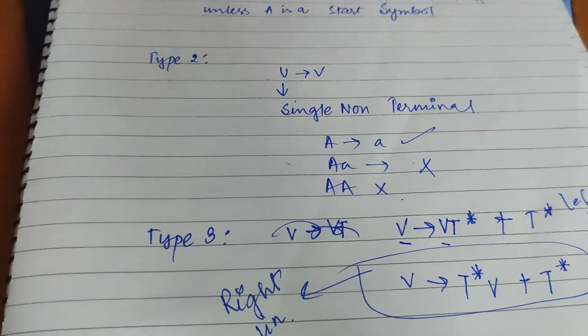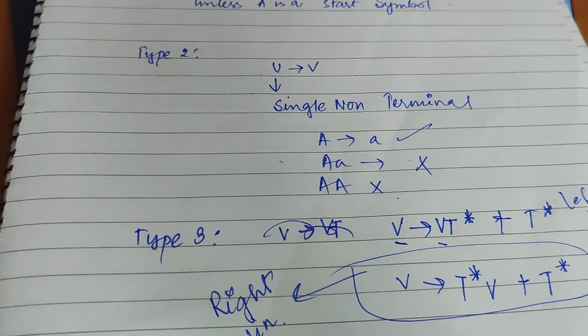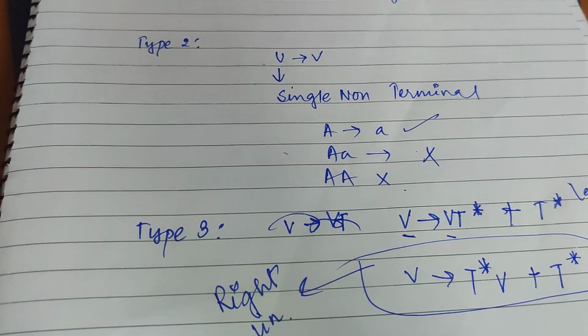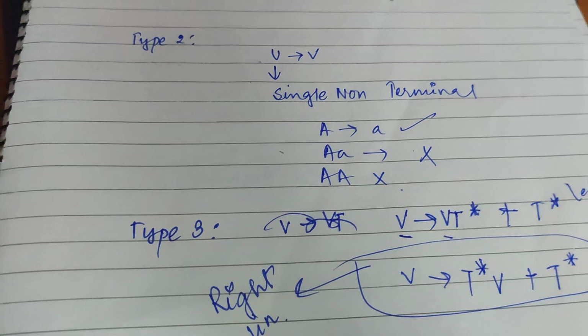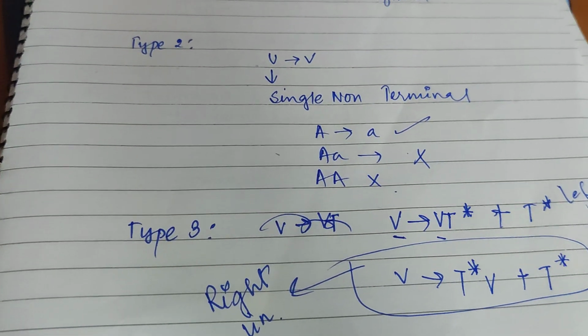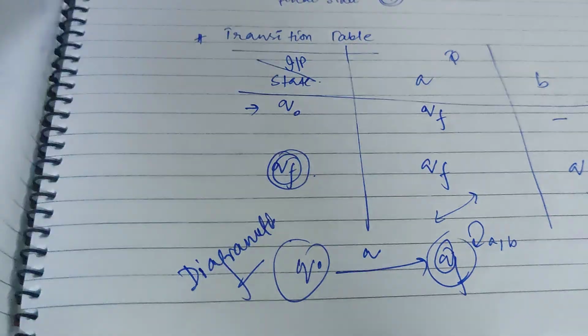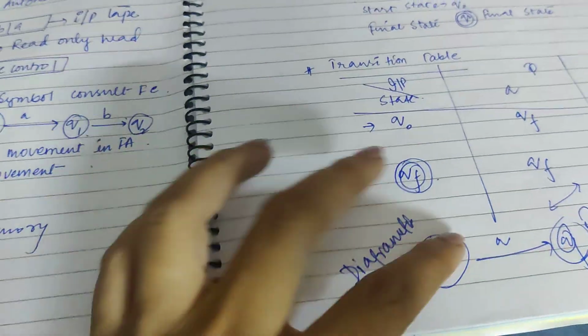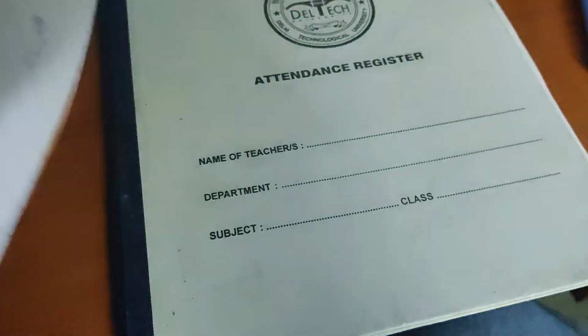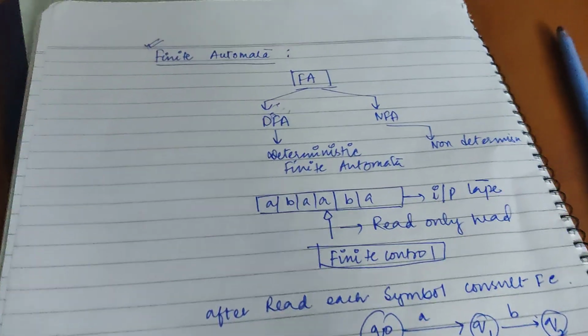If the expression is V tends to VT star plus T star, then it is left linear, and if it is V tends to T star V plus T star, then it is right linear. I will explain it in detail, so please don't be afraid of it.